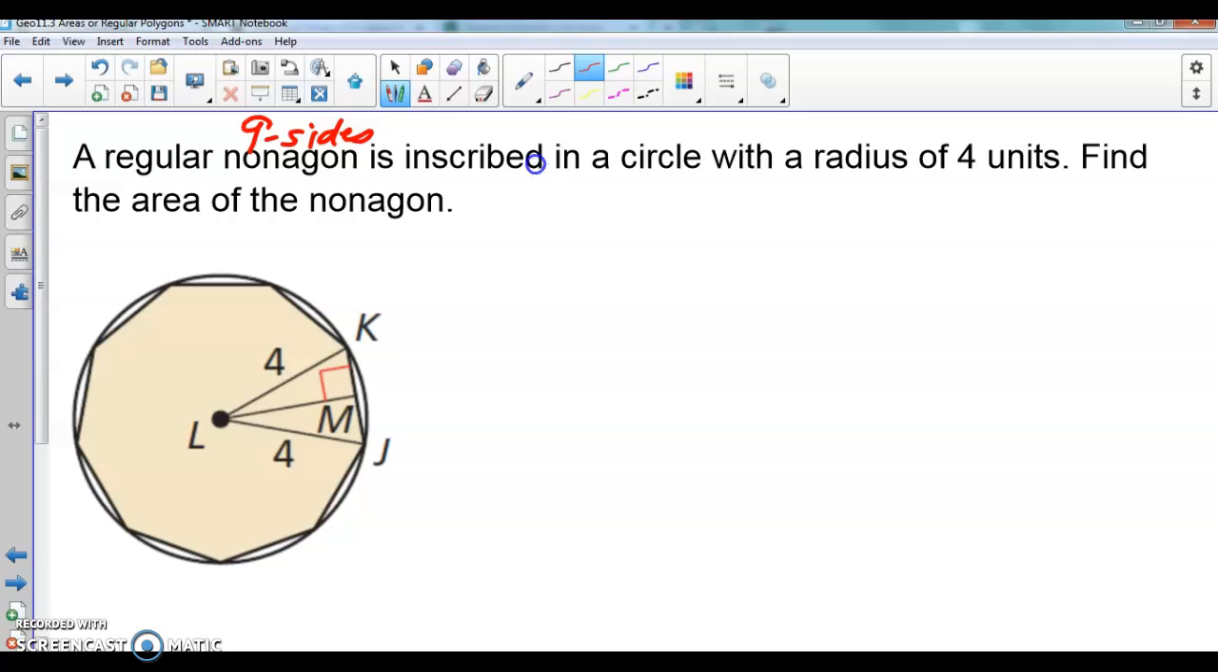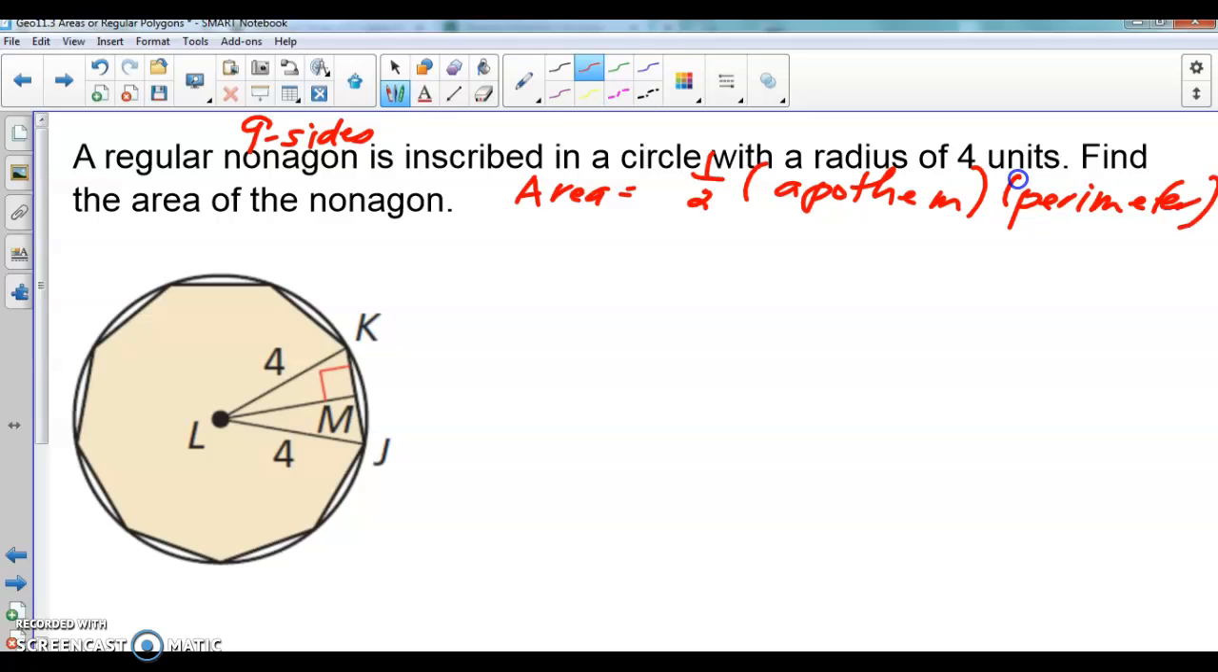So we know that from the formula, we need to know the following information: the length of the apothem, which we don't know yet this time, and the perimeter. To find the perimeter, we need to know the length of one side, right? And then multiply that by 9. So how are we going to find the missing information?